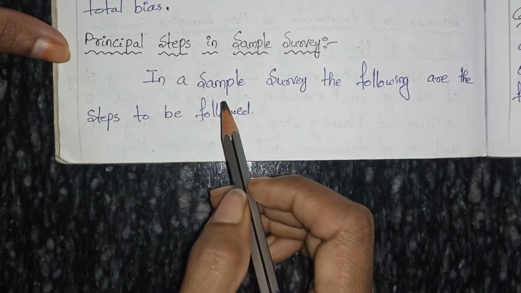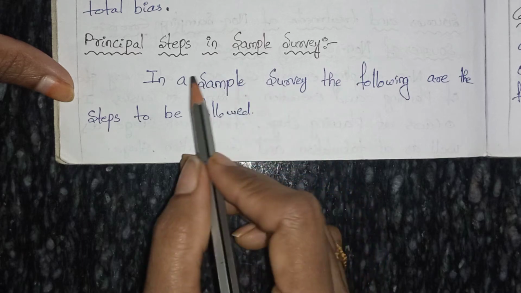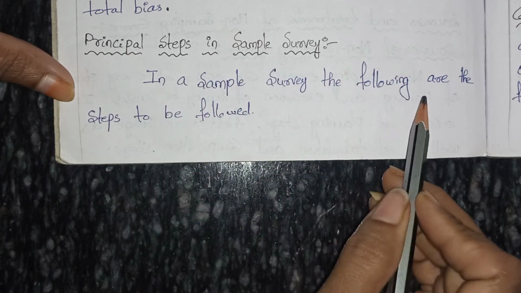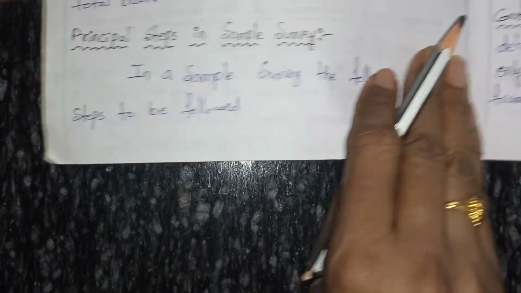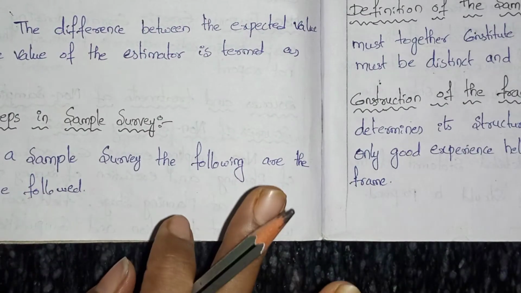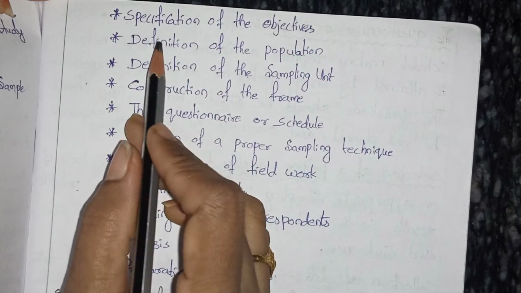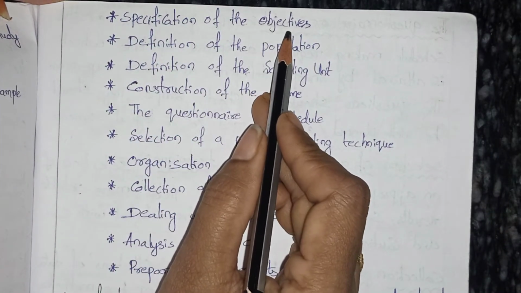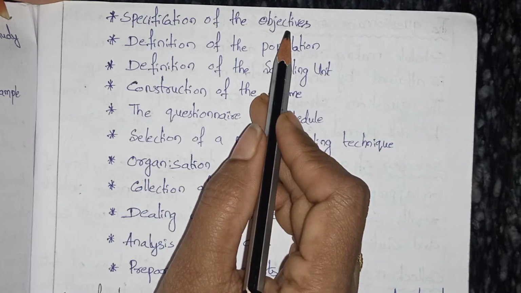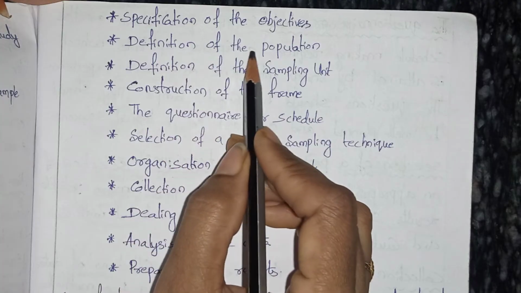Now let us see what the answer is. In a sample survey, the following are the steps to be followed. This is nothing but the principal steps in sample survey. The steps are: specification of the objective. Objective is nothing but the aim, why we are going to do the survey.